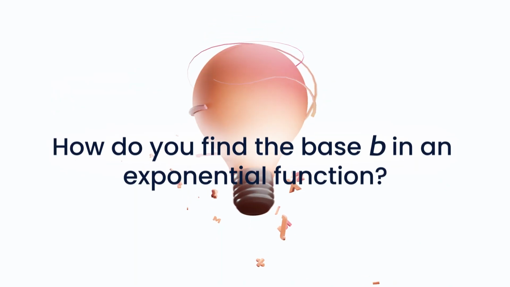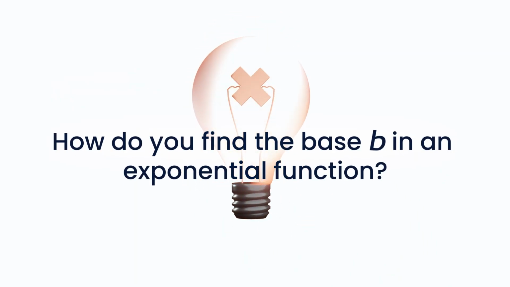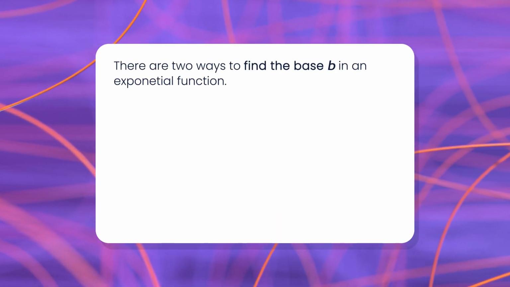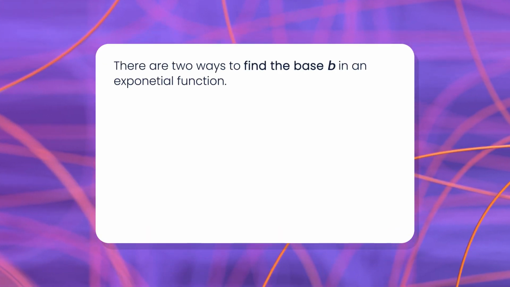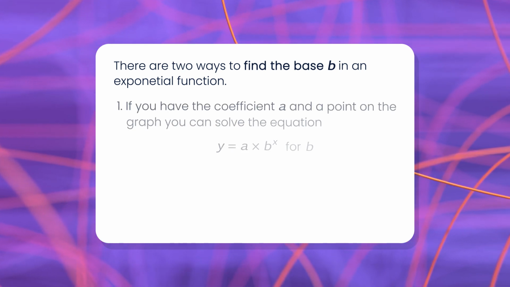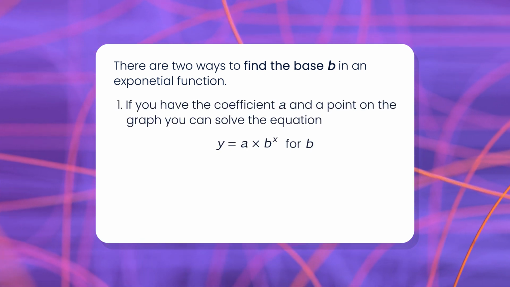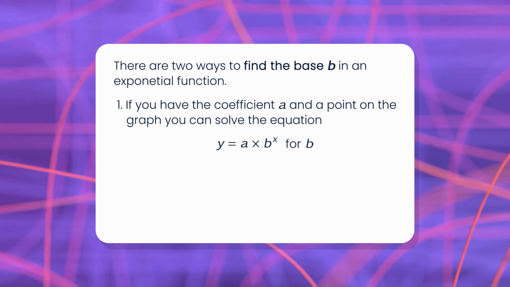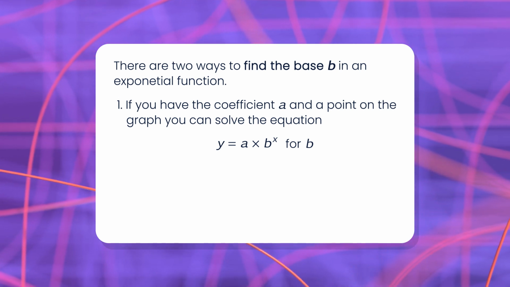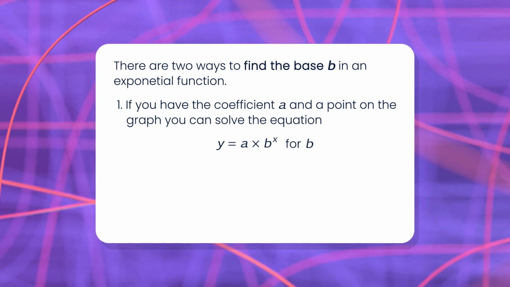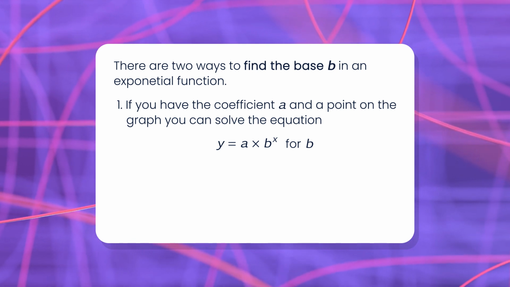How do you find the base b in an exponential function? There are two ways to find the base b in an exponential function. 1. If you have the coefficient a and a point on the graph, you can solve the equation y equals a times b to the power of x for b.